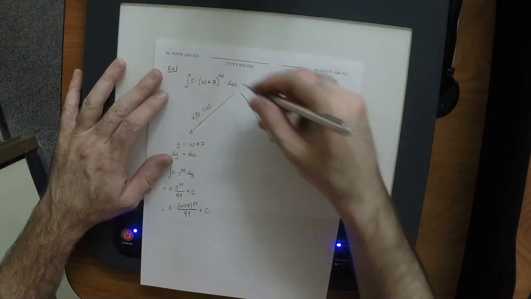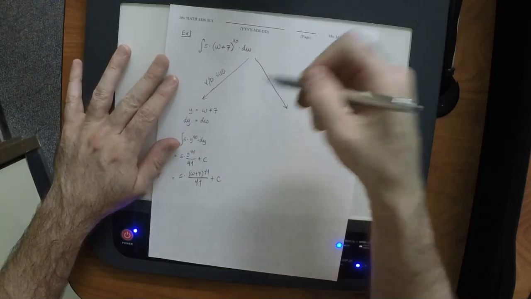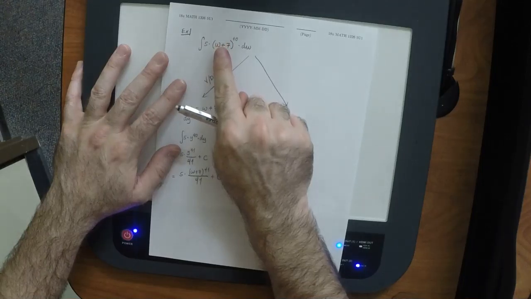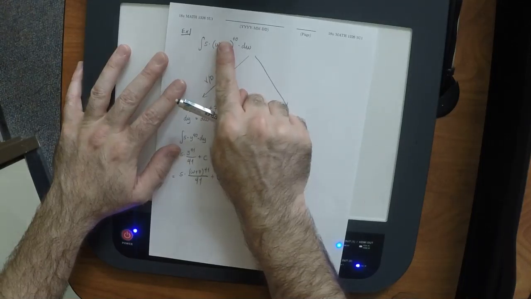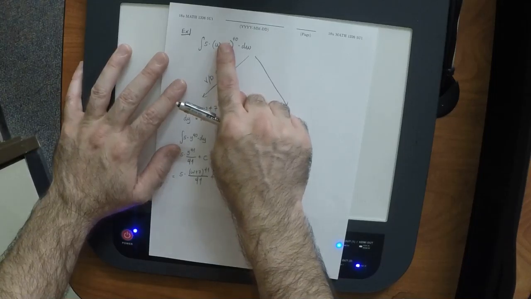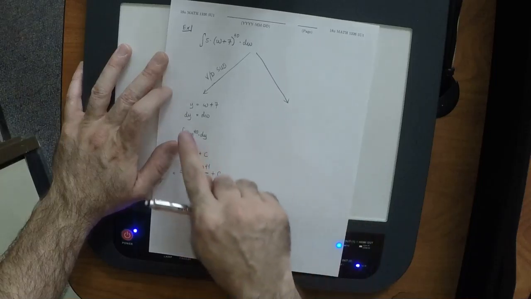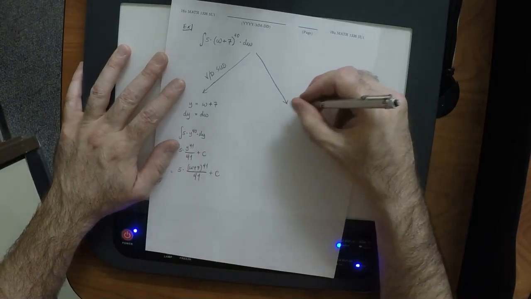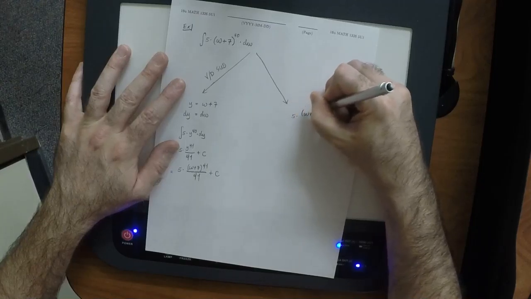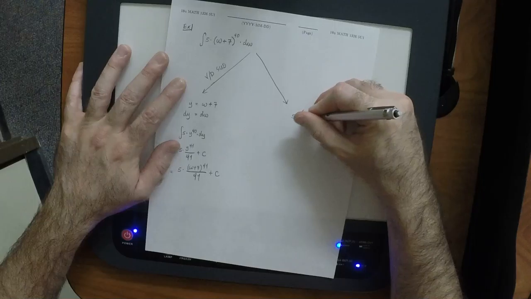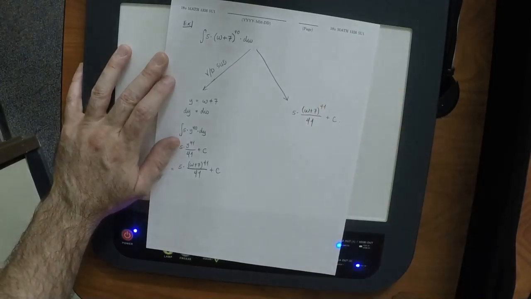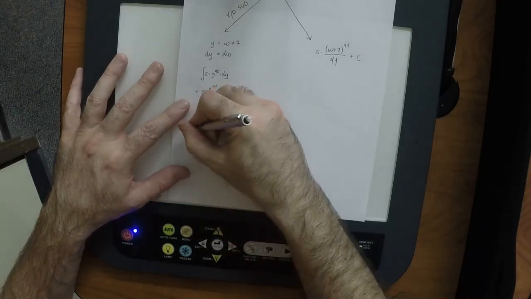Therefore, you can just jump when you get comfortable with this exactly to here, which is to say, is that exactly w plus 7? It is w plus 7, but is it exactly the power rule? It's not, but it's so close that you can just jump to the answer. So that 5 hangs around, w plus 7 to the 41 over 41 plus a constant.